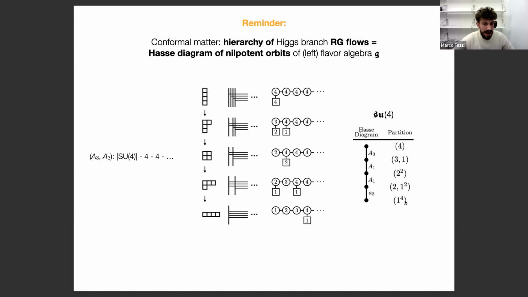By doing so, you realize that the structure of the RG flows that you can construct, say, via brane moves, essentially by sliding off to infinity trapped segments of the sixes, mimics exactly the structure of the Hasse diagram of nilpotent orbits of the Lie algebra. And this can be repeated for all classical Lie algebras, but also, rather impressively, for exceptional Lie algebras.